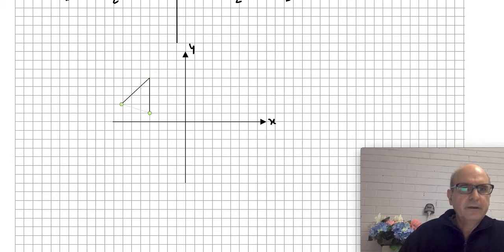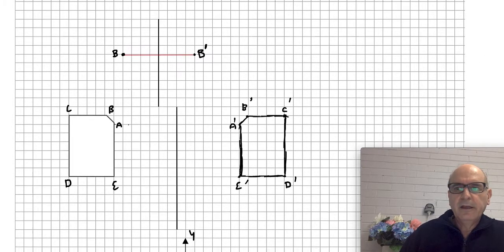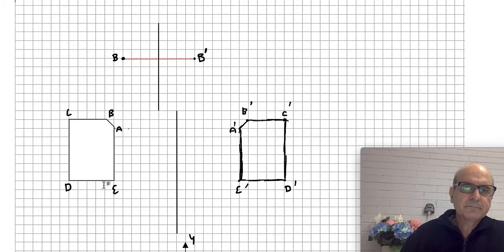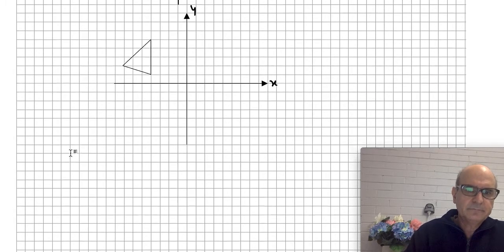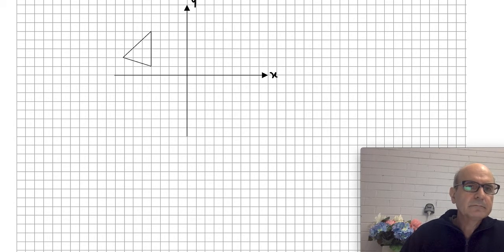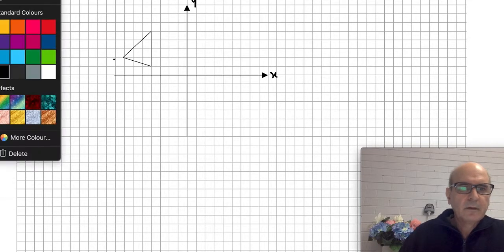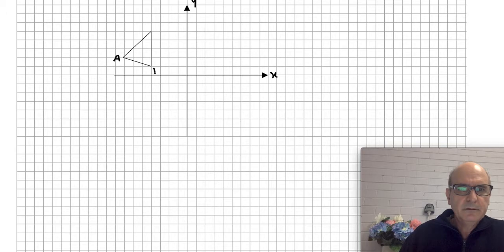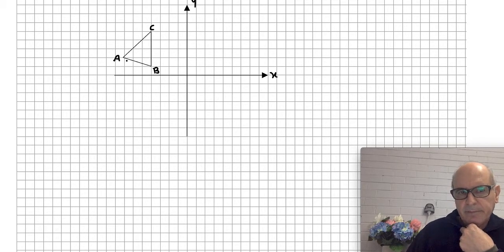Yeah. That is the triangle I have. Let's call it again triangle ABC. All right, what's the Cartesian coordinates of A? So A is, imagine each of them is 1 unit.